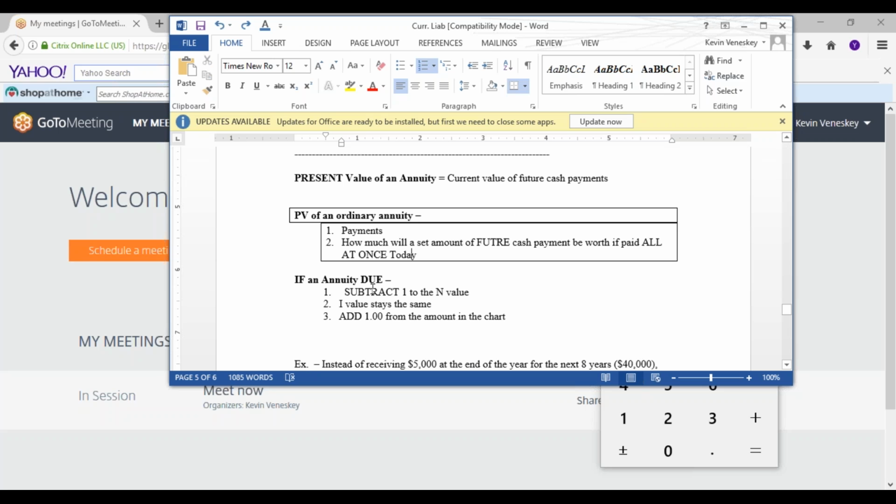And then if they happen to be beginning of the month or beginning of the year payments instead of end of the month or end of the year payments, we have a very similar little tweak to our charts. Our charts are currently set up as an ordinary annuity, meaning end of the month or end of the year payment. If it's a beginning, we do just the opposite of what we did before. Instead of adding 1 to N, we now subtract 1 from N. Do nothing to I. And then instead of subtracting 1 from the chart, we add 1 to the chart. So you will want to note this on your charts. What happens if you have an annuity due?